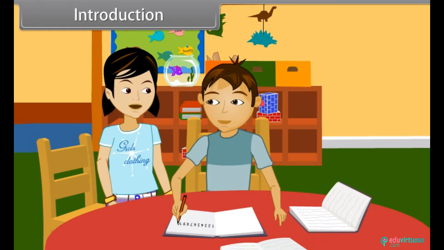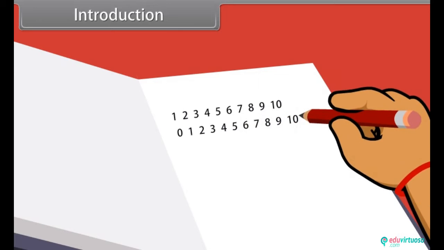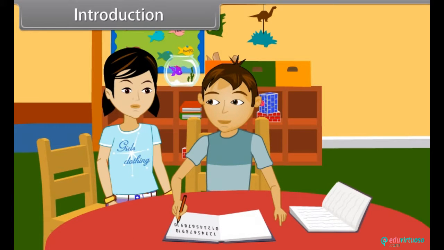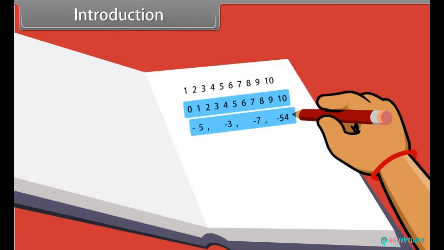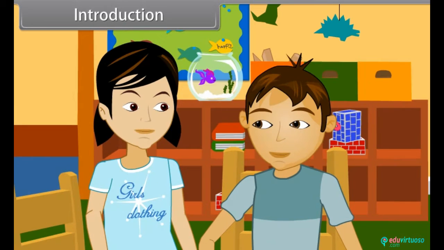What are you doing, Ahmed? I'm writing numbers. Oh, natural numbers. Do you know what we will call the numbers if I add 0 with these? Yes, I know. These are whole numbers now. And what are these? Negative numbers. Yes, these are negative numbers. And the collection of all these numbers is called integers. Interesting. Do you know there are numbers like rational numbers and irrational numbers as well? What are those? Come, let's learn about them.